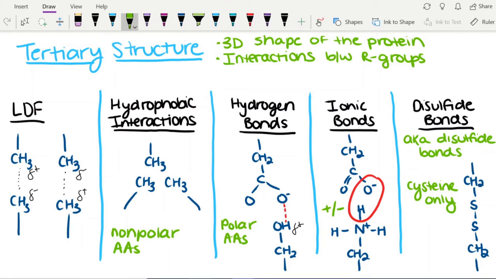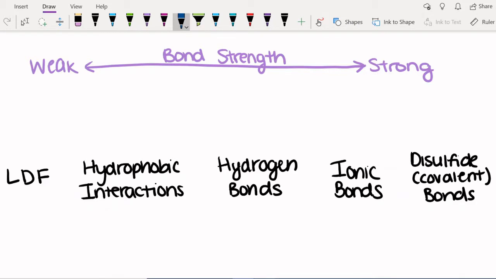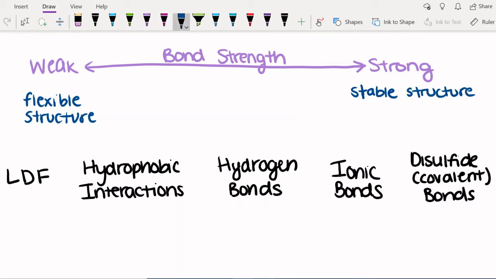These interactions increase in strength moving from left to right across this list. The three interactions on the left are intermolecular forces rather than true chemical bonds, so they're weaker. Ionic bonds and covalent bonds are strong. Areas of the protein with lots of these weaker interactions will have a more flexible and less stable structure. If the protein needs to change shape, these interactions can be disrupted pretty easily, so the protein can change its conformation. The stronger bonds, like ionic and covalent bonds, are much harder to break. They make the protein structure more stable.